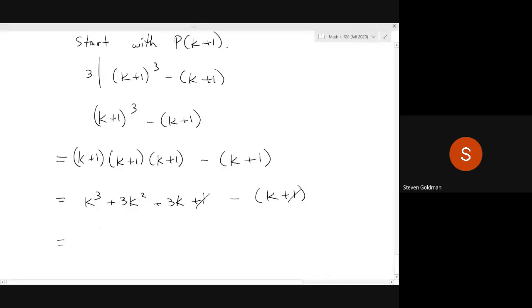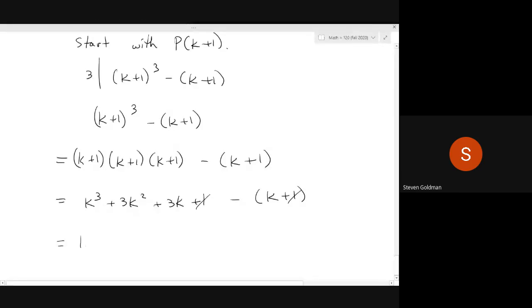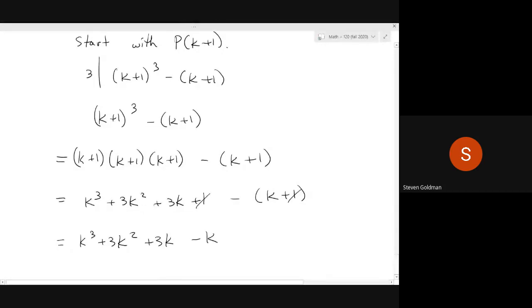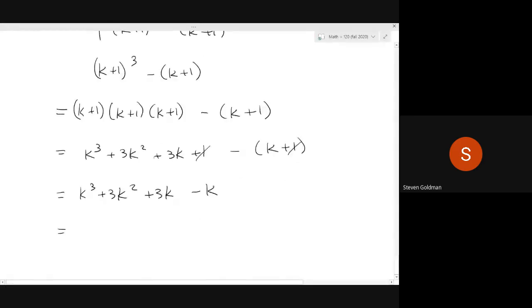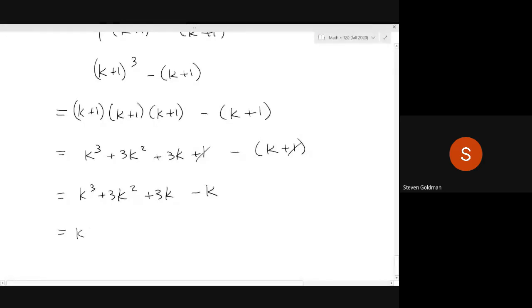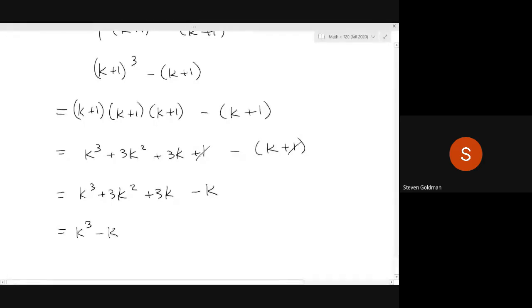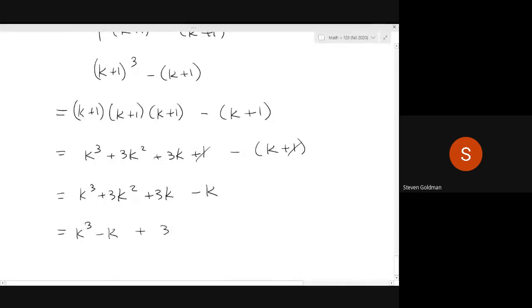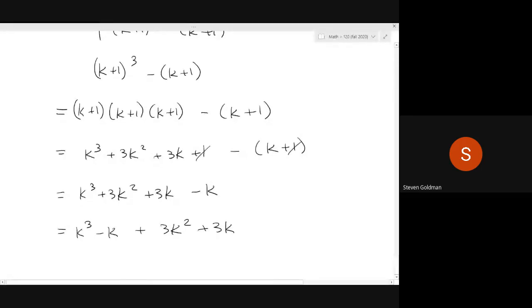Now what do I have? I've got k cubed plus 3k squared plus 3k minus k. You might be tempted to do 3k minus k and get 2k, but I don't want to do that yet. Instead, like I just said, I'm going to rearrange this and rewrite it as k cubed minus k plus 3k squared plus 3k.